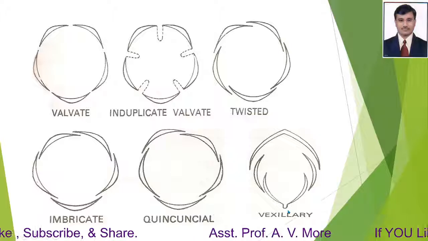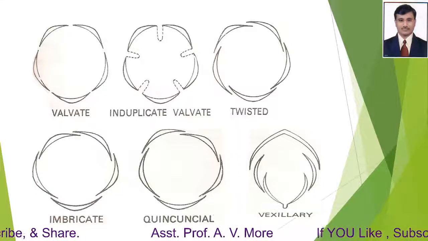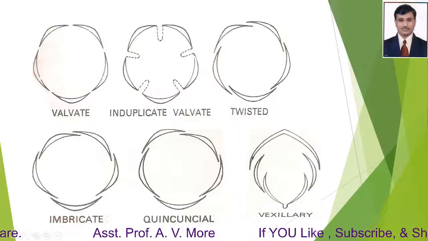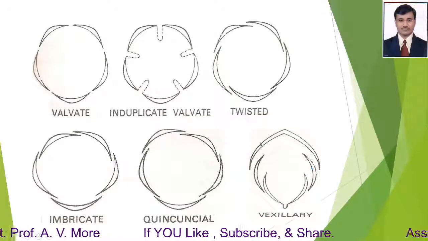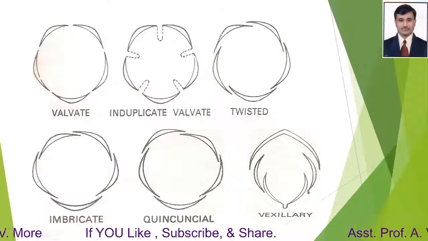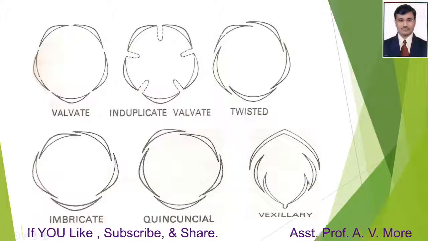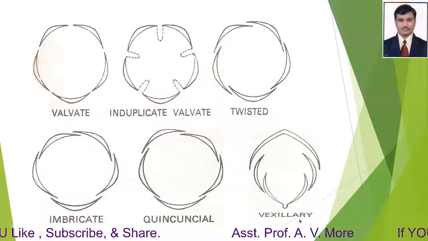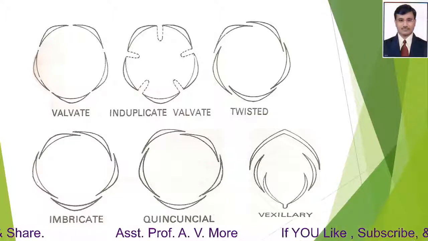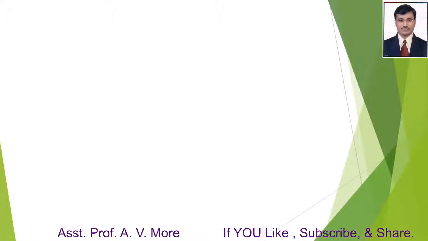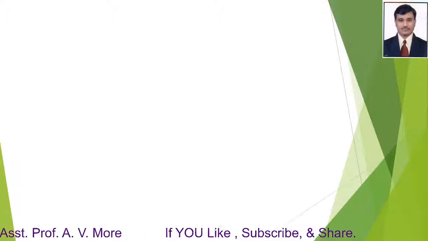Last one, vexillary aestivation. In that aestivation, one large petal covers 2 petals and later these 2 petals cover the next 2 petals. This type of condition is present in vexillary type of aestivation. For example, clitoria. Friends, hope you understand all these terms.